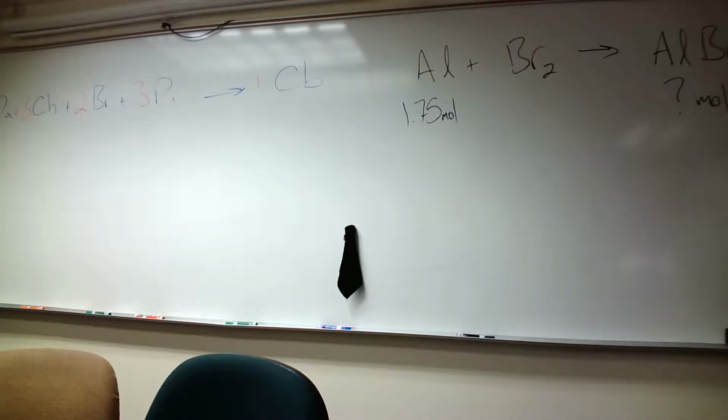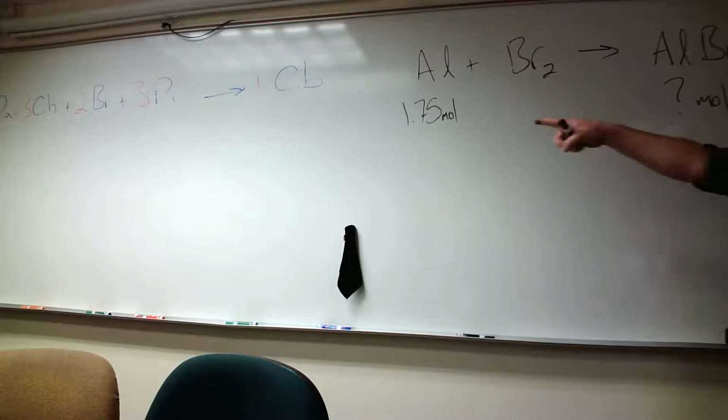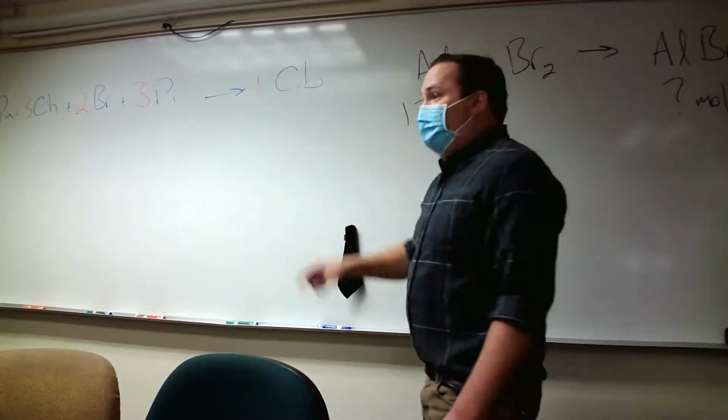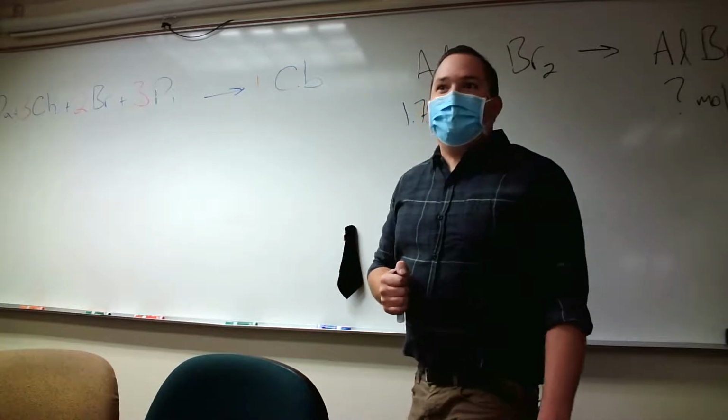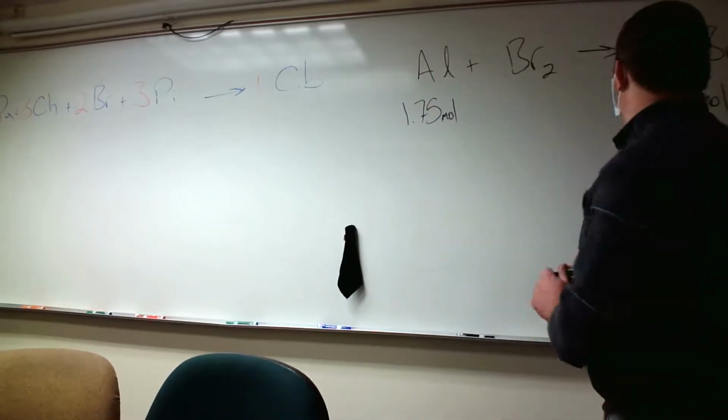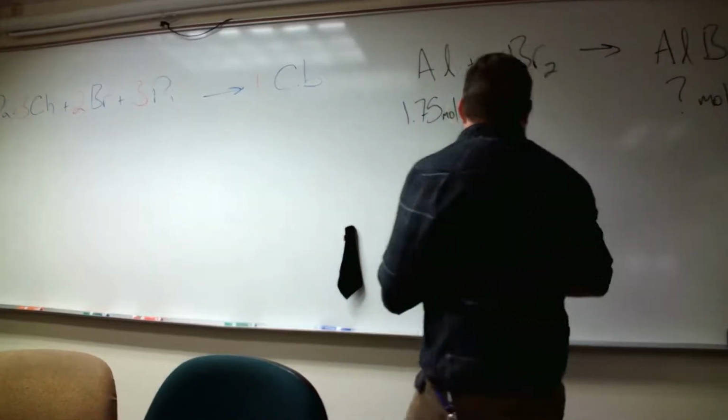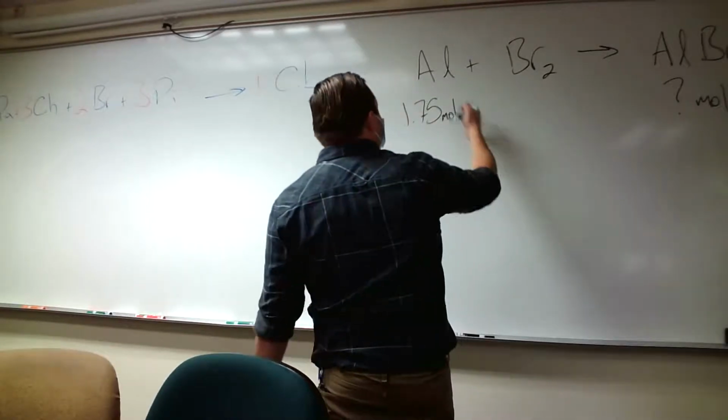So here's a reaction. Aluminum plus bromine gas reacts to form aluminum bromide. We need to balance it, right? We can't do any stoichiometry unless it's balanced. That's like trying to do our recipe without knowing the proportions. You're going to get some sort of abomination with only one piece of bread if you do that, right? Well, you get an open-faced one. Which is beside the point, not what we want.